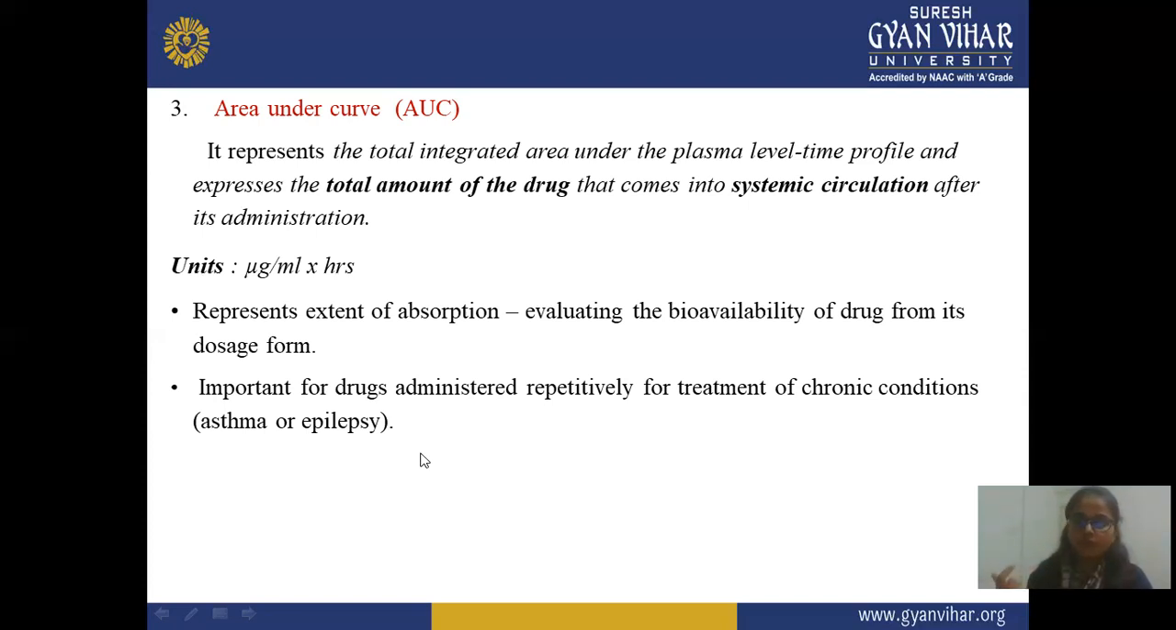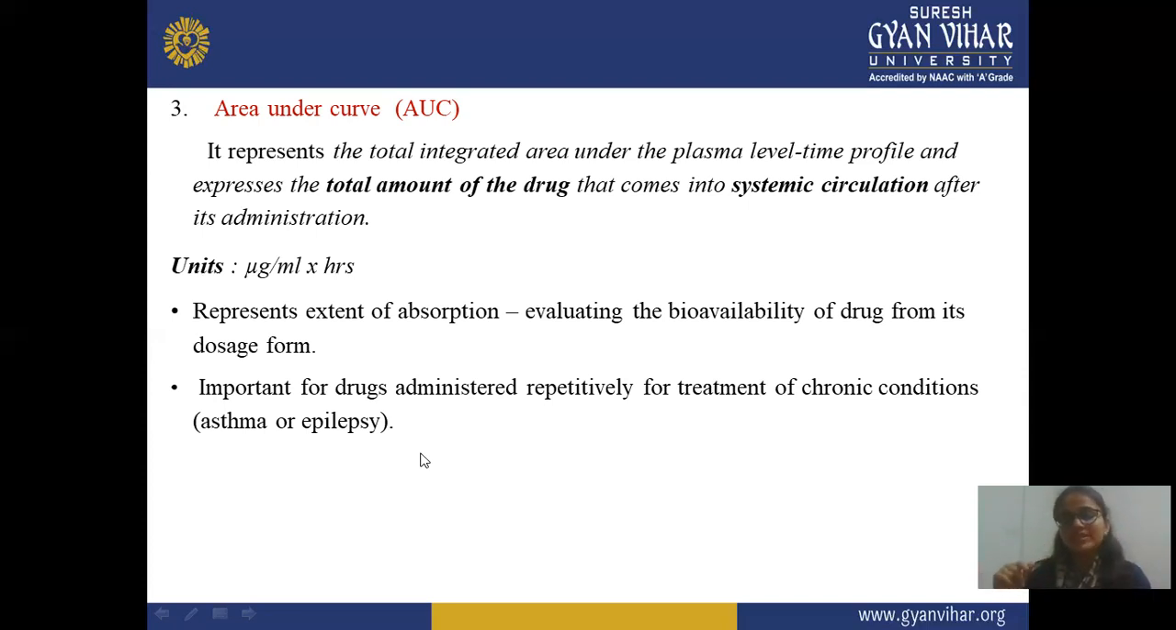So this time curve, or area under the curve, represents how much total amount of the drug comes into your systemic circulation after administration. Suppose you are taking a tablet, and after taking that tablet, you can see how much drug has reached systemic circulation, compared to the total amount of drug present in your tablet. You compare this total amount with the drug present in your systemic circulation. So the maximum drug concentration present in systemic circulation shows one peak or one graph in your plot, concentration versus time.